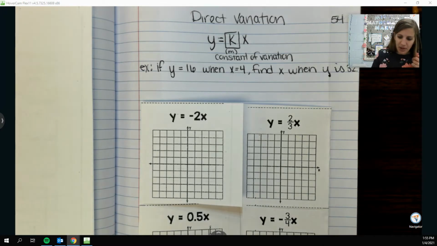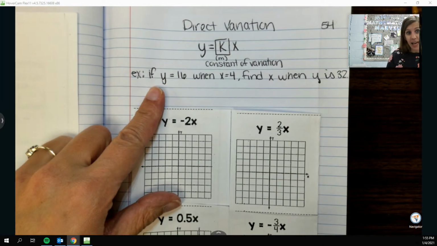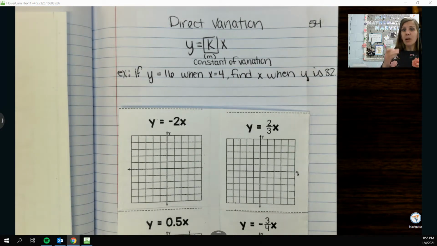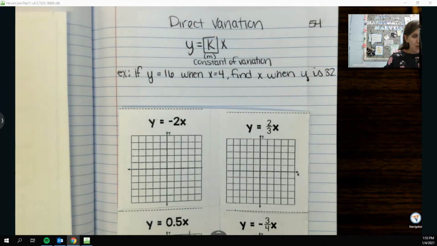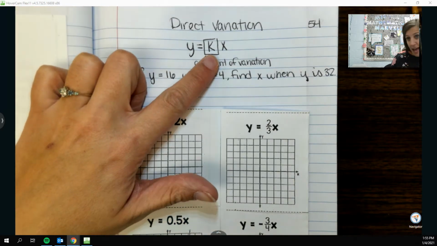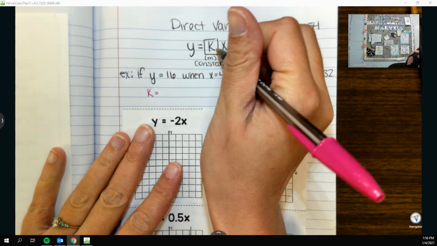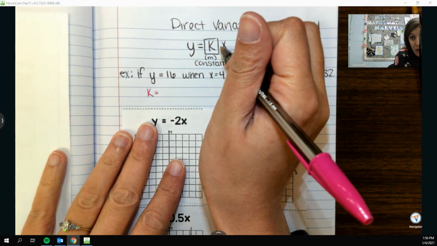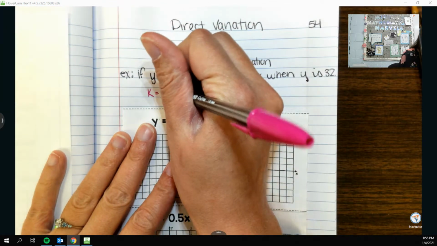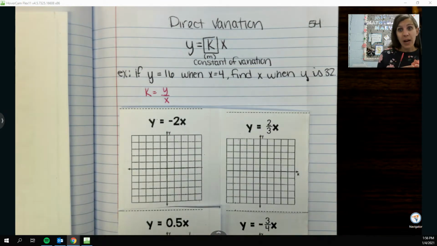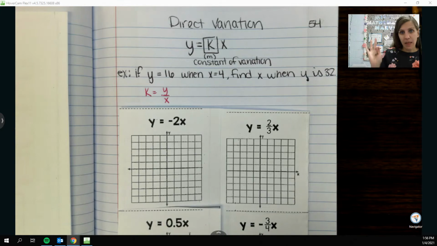So one really good example of that is if they tell me that y is 16 when x is 4, find x when y is 32. Well, their ratio will always be the same. And so when I write k on its own, or when I want to find the ratio or the rate of change, if I were to solve for k here, I would divide x on both sides. So k equals y over x. It will be the same for any point on the line.